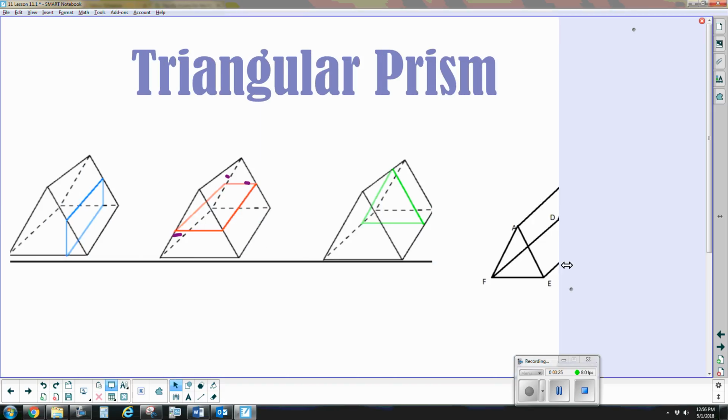So looking at a triangular prism, again, you can get a rectangle if you slice it right here like we did in this blue figure. You could get a trapezoid. So this is slicing it at an angle. Or if you slice it straight in half, you could get a triangle.